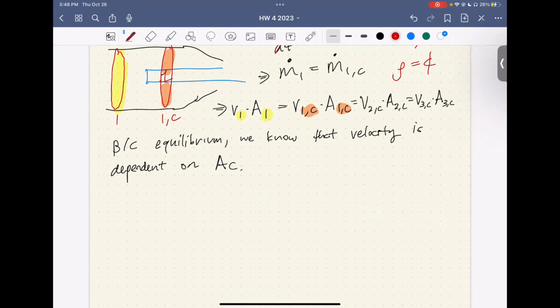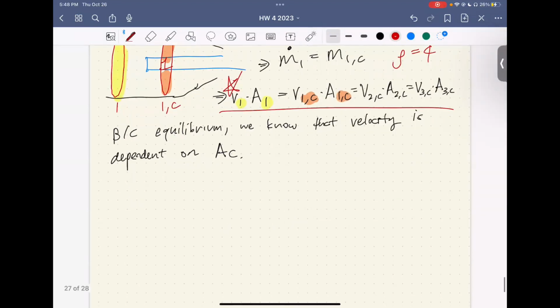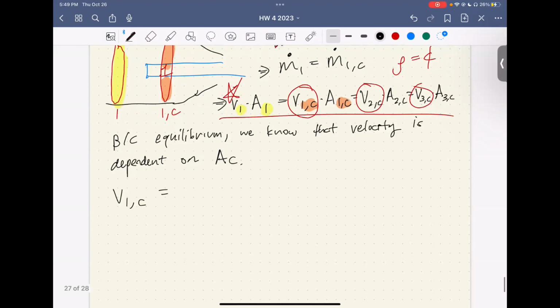So that means with this statement that we just derived, this entire statement, we can now pull out the V1C and the V2C and the V3C, right? So let's write it out. That means V1C, the velocity at point 1 with the catheter, is going to equal, we're just going to use this right here, V1C A1C is equal to V1 times A1 over A1C, right? And you can solve for that.